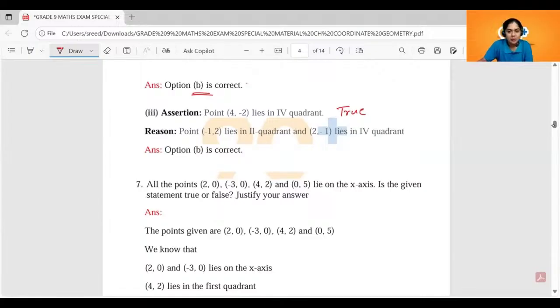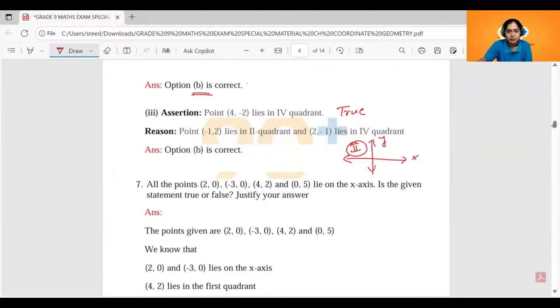Now, reason. Point (-1, 2) lies in the second quadrant and (2, -1) lies in the fourth quadrant. Okay. (-1, 2). -1 means the negative side of x. 2 means the positive side of y, right? So it will be this one. This is the second quadrant. Correct? Yes or no? And yeah, that's correct.